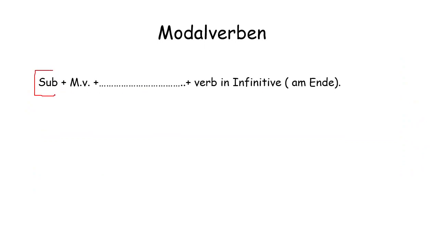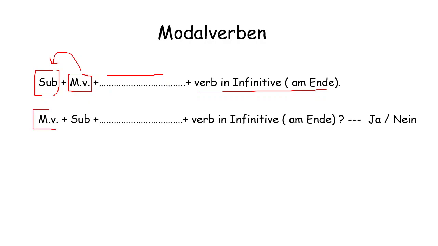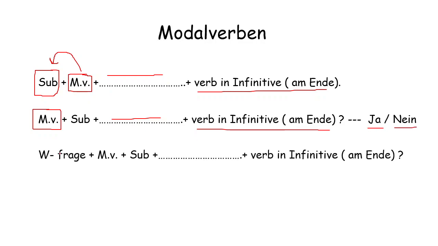Now let's see modal verb sentence structure. Subject. In most modal verb sentences we have another verb as well. The modal verb takes the second position and conjugates with the subject, and the rest comes here, and at the end we write the verb in infinitive form. Infinitive means with en at the end. If it is a question, the modal verb comes at the first position, then subject, then the rest, and the verb in infinitive at the end. The answer would start with ja or nein. If we have a W-Frage, W question, W-Frage first, plus modal verb plus subject, and the verb in infinitive.